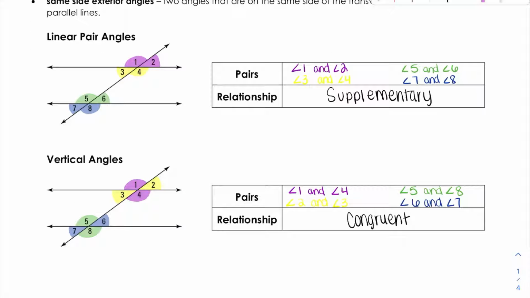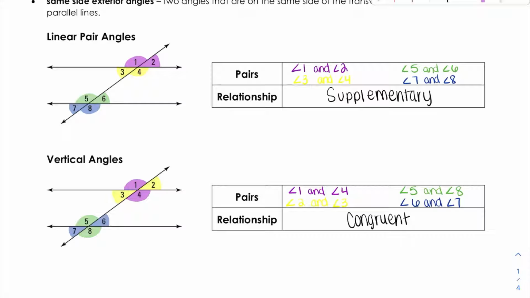First, linear pair angles. Recall that these are adjacent angles that form a straight line. Our pairs of linear pair angles are 1 and 2, 3 and 4, 5 and 6, and 7 and 8. The relationship that exists with linear pair angles is that they are supplementary. Recall that that means that the two angles should add to equal 180 degrees.